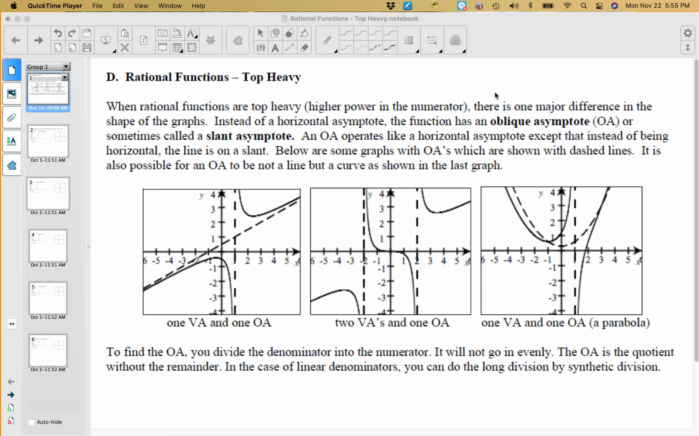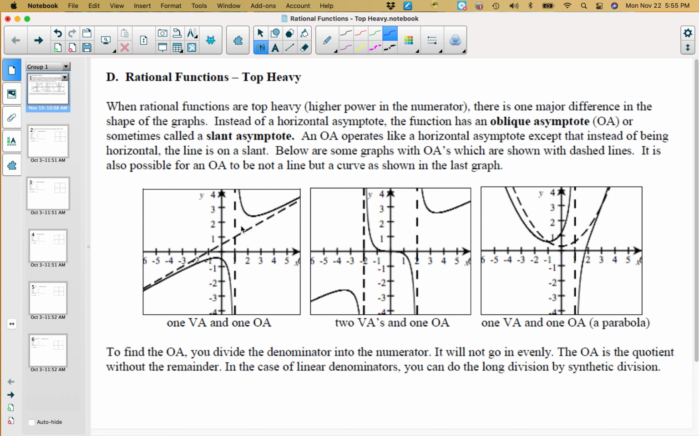So now I want to talk about top-heavy rational functions, and this is when you have a higher power in the numerator. When we do this, most of what we do is going to be the same, except we won't have a horizontal asymptote. Instead, we have what's called an oblique asymptote, or sometimes called a slant asymptote.